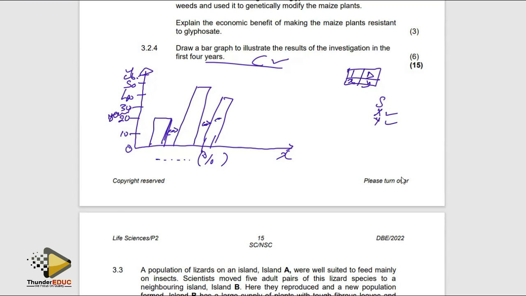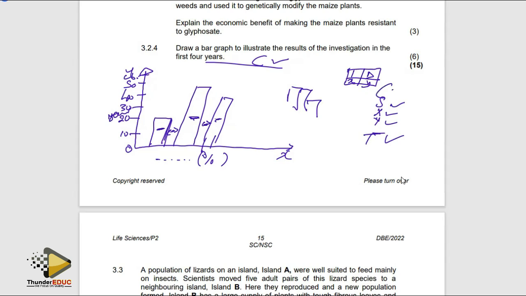The size of these bars must also be equal. So if the scale, the interval, is the same, we give you a mark for the scale. If you have drawn a bar graph, not a histogram whereby the bars are connected to each other, then we give you a mark for the correct type of graph.